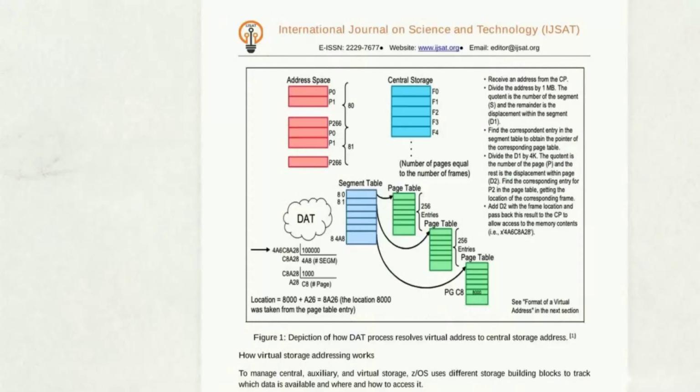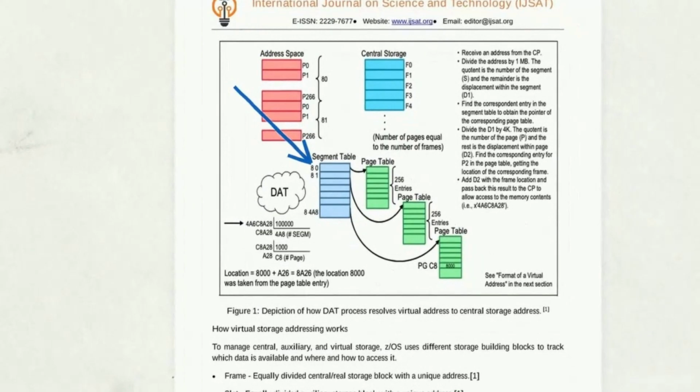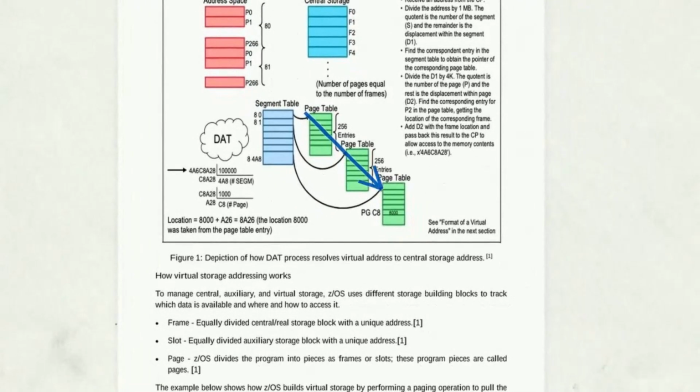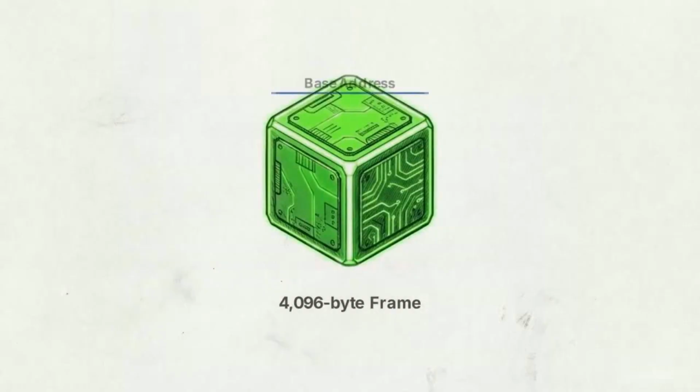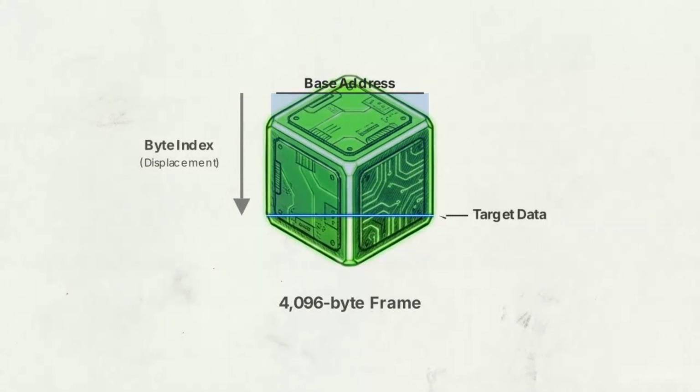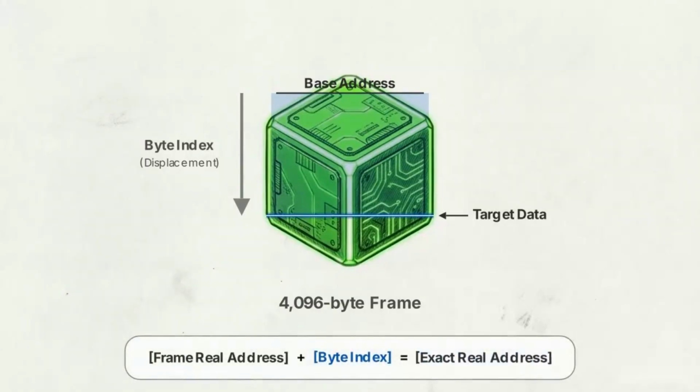This diagram maps the DAT process. The hardware expands the virtual address to 64 bits. First, the segment index locates an entry in the blue segment table. This points to the green page table, where the page index isolates the physical frame's real address. Finally, it adds the byte index. This acts as a displacement value, pinpointing the exact piece of data within that specific 4,096 byte frame.